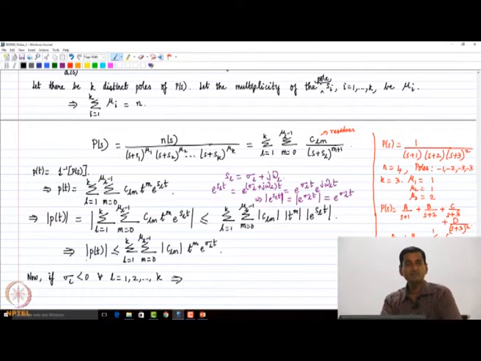Please note that the left hand side is less than or equal to the right hand side. In the limit t tending to infinity, if the right hand side goes to 0, obviously the left hand side has to go to 0, because the left hand side cannot take negative values. Magnitude of P of t is non-negative. So the only choice is that the magnitude of P of t should go to 0. So this implies that the limit as t tends to infinity of the magnitude of P of t is 0.